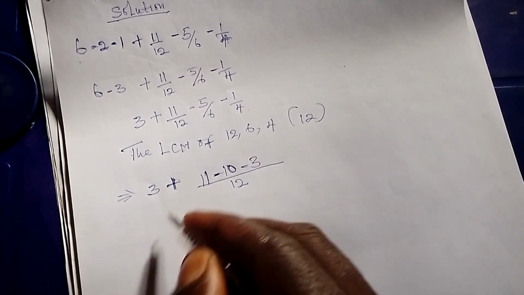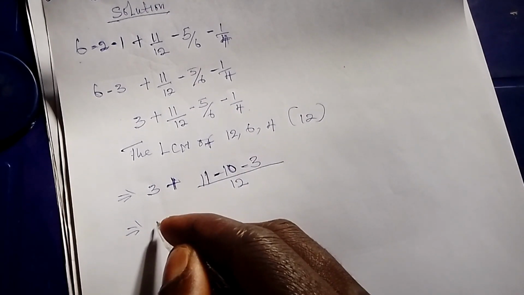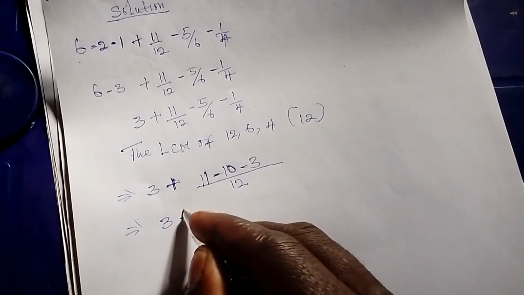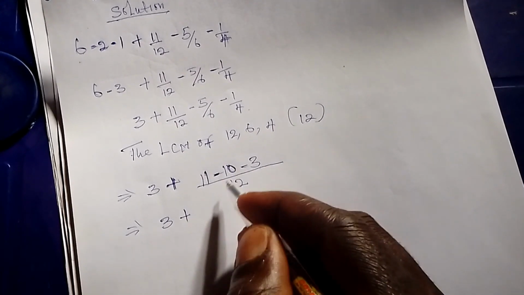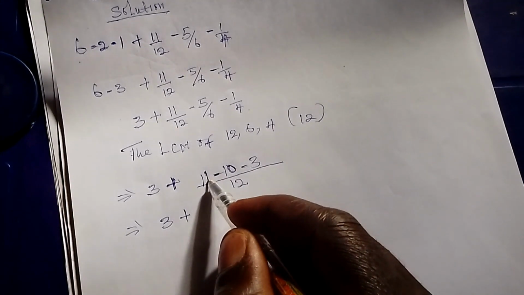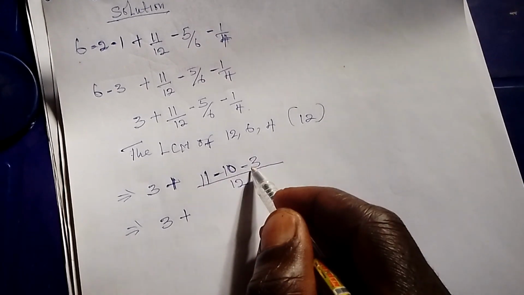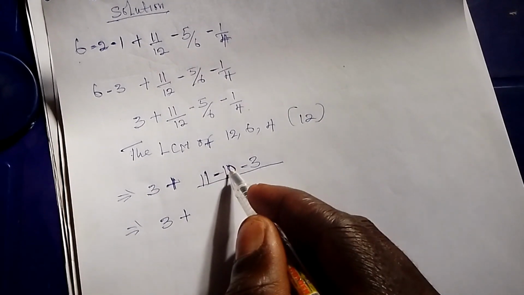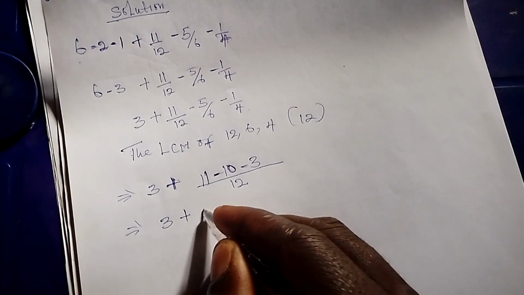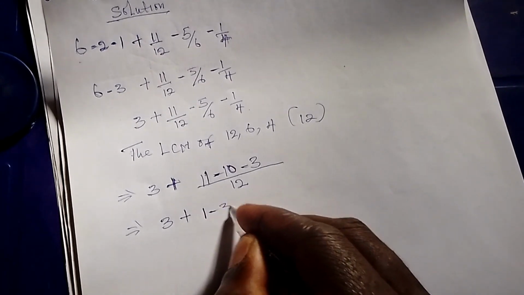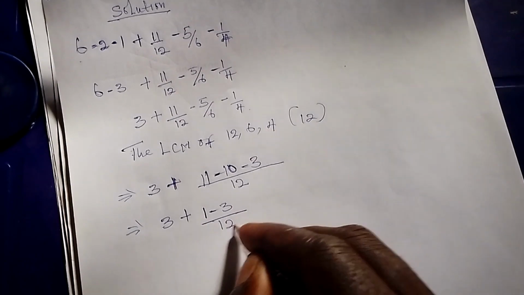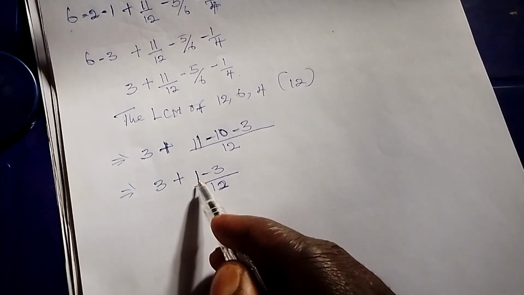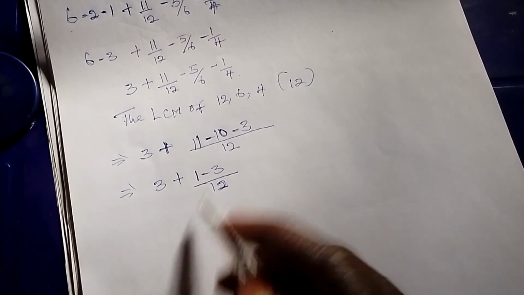Okay. Then implies that 3 plus, simplify this. This is 11 minus 10 minus 3. You can say that this is 11 minus 10 will give us 1, minus 3, all over 12. Okay. Now at this stage, you find out that 1 is less than 3.